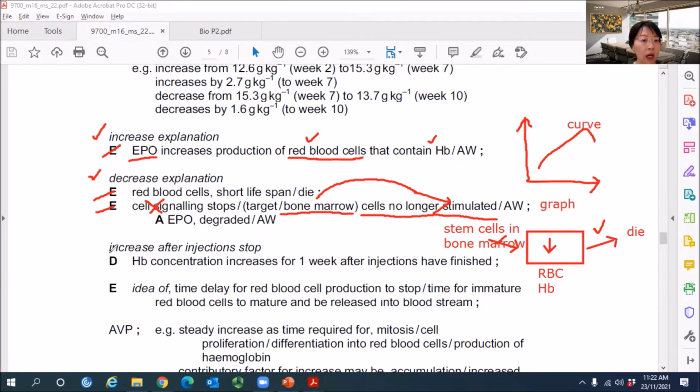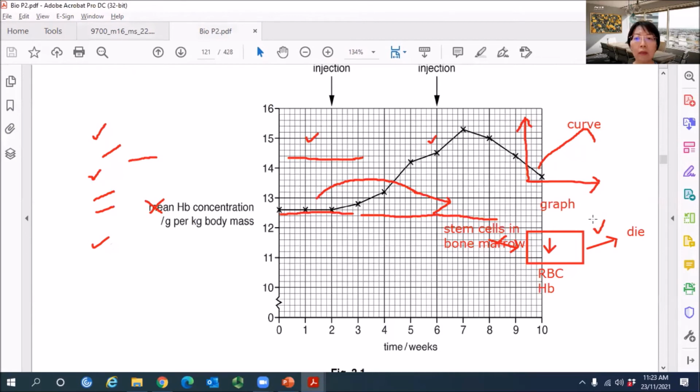Okay, then increase after injection stops. What do you mean by increase after injection stops? So let's look at here. I'm not removing the line because I need the line afterwards. So just look at the graph. After the second injection here, there is an increase in the value. After that, it stops increasing and starts to drop. So I'm supposed to describe this region. Why does it start dropping already? Why does it not increase anymore?